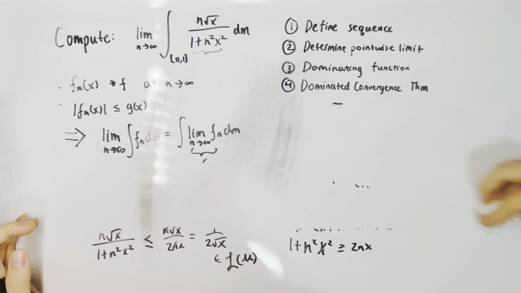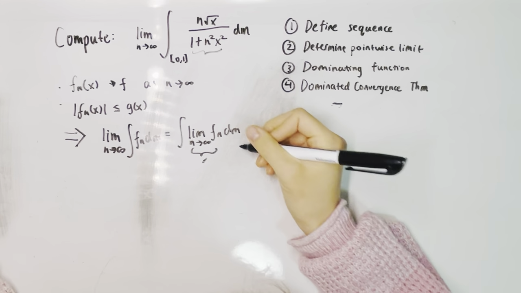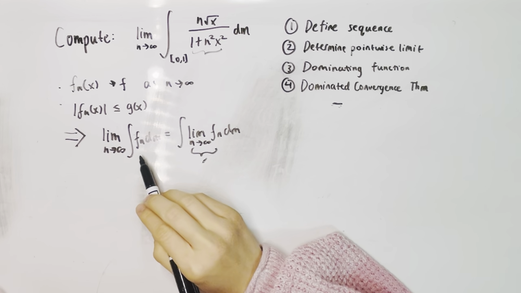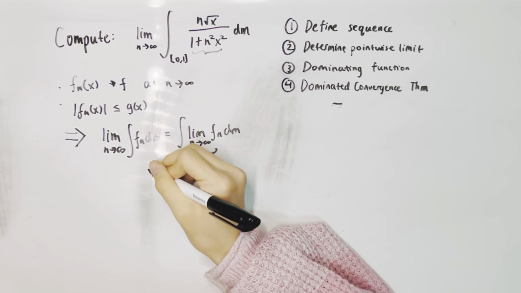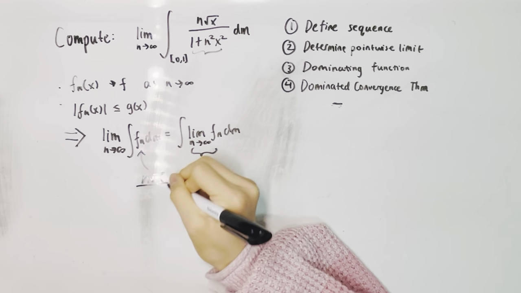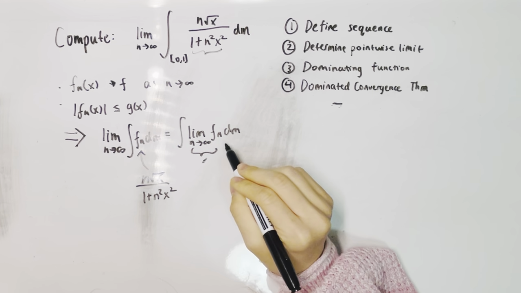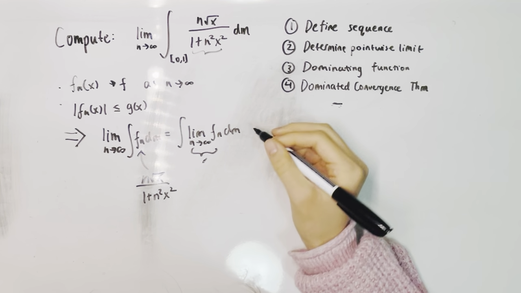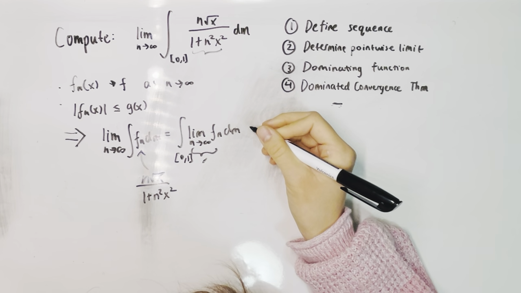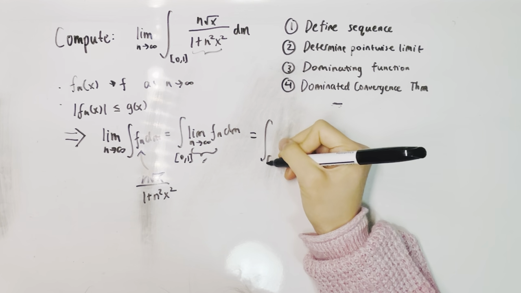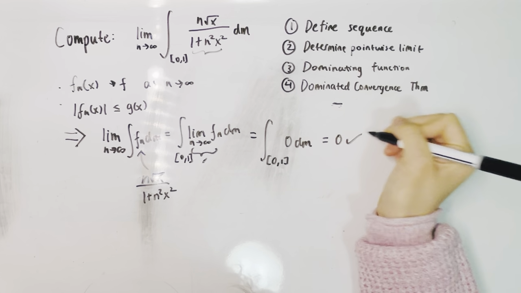All right, so now that all the conditions are met, we can apply the dominated convergence theorem. We have a dominating function, we have our sequence, so we have the limit as n goes to infinity of the integral of f_n, where f_n is n square root x over 1 plus n squared x squared, equal to the integral of the limit of f_n. And notice that we showed the pointwise limit is 0, so this is equal to the integral of 0 dm. It's equal to 0, and we're done.